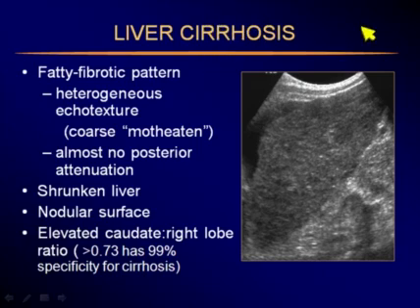Cirrhosis has this fatty fibrotic pattern. Now, when we make a diagnosis of cirrhosis, we look for heterogeneous echo texture, so coarse sometimes that it looks moth-eaten, and it's from these little islands of regenerated tissue mixed with diseased tissue that causes this heterogeneous pattern. The livers tend to be small and shrunken. They have a nodular surface. Often there's ascites to help us delineate the surface. And these are the livers where we can see the enlarged caudate. So if you see an enlarged caudate to right lobe ratio, and if it's over 0.73, that's a 99% specificity for cirrhosis.